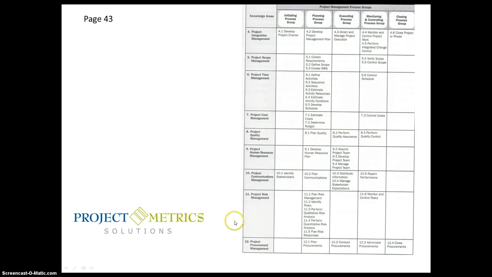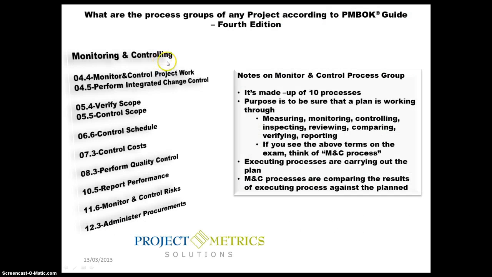And again, I'm still emphasizing using page 43 as a roadmap. So we'll go to the monitoring and controlling process group. It is made up of 10 processes. Purpose is to be sure that the plan is working through measuring, monitoring, controlling, inspecting, reviewing, comparing, verifying, reporting. If you see the above terms on the exam, think of monitor and control process.